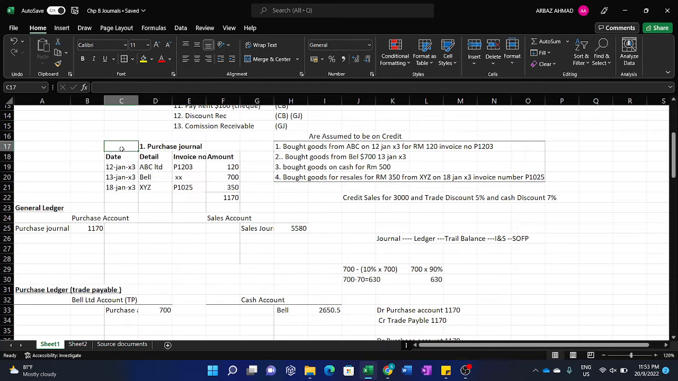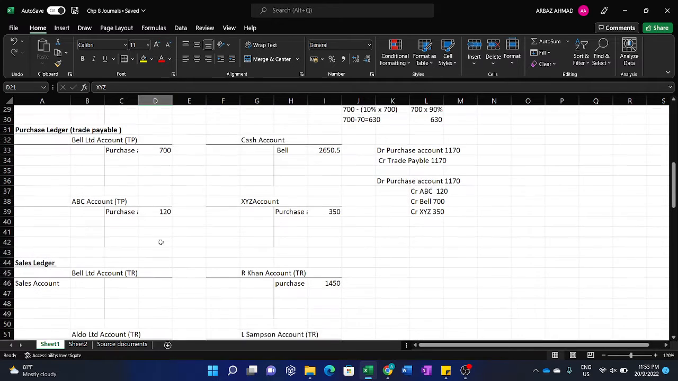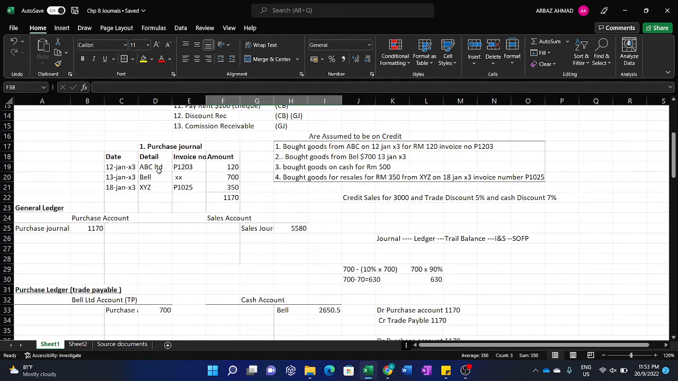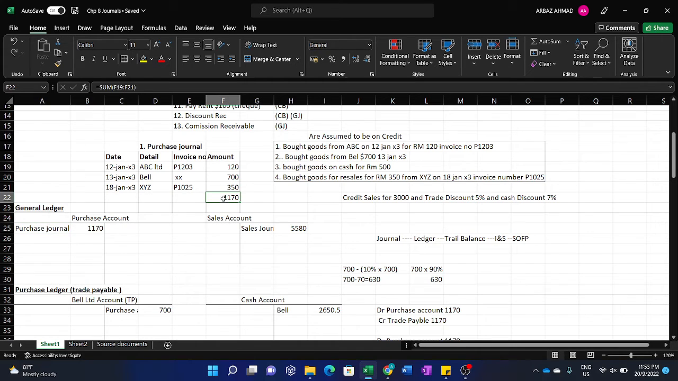So what happens at the end of the day is, you are going to open the particular account. For example, ABC Limited, you are going to have an account for ABC, and you are going to have an account for Bell T account. I'm talking about ledger T account now. And one account you are going to have for XYZ. So we are going to take the total over here, and we are going to post it into our T account of purchase. We write here in the detail column purchase journal, and we write the total amount over here.